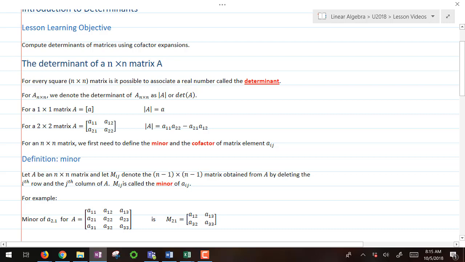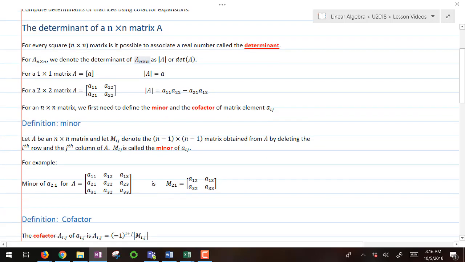So we need a couple of notational pieces here. We're going to use bars to mean the determinant, and the determinant is just a scalar value. The determinant of a matrix with just one entry is the entry. The determinant of a 2 by 2 is A11 times A22 minus A21 A12.